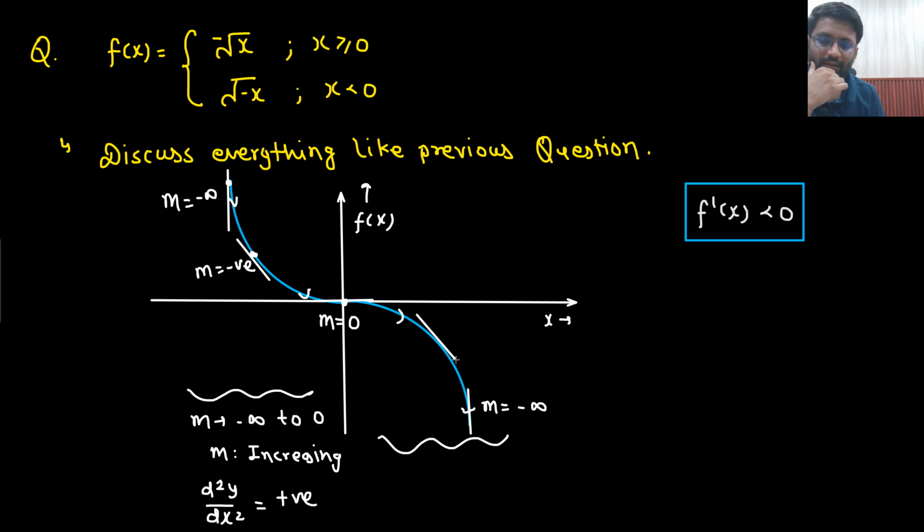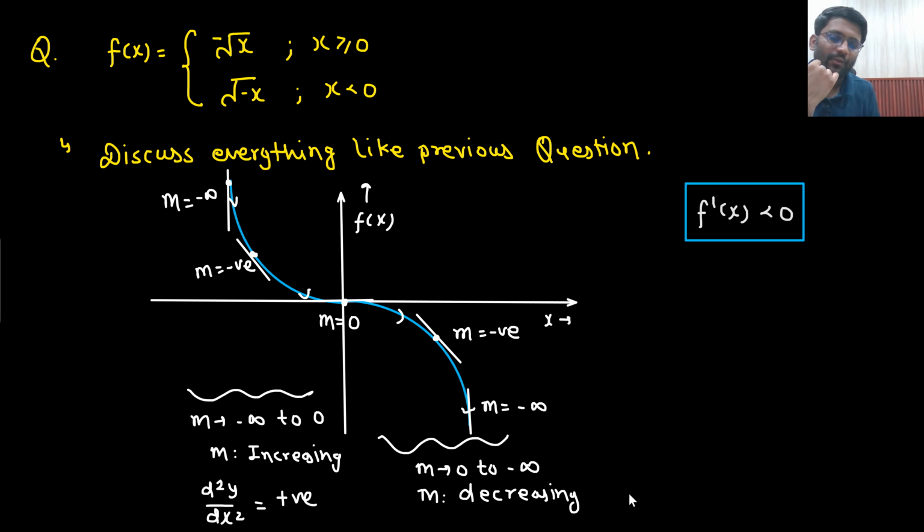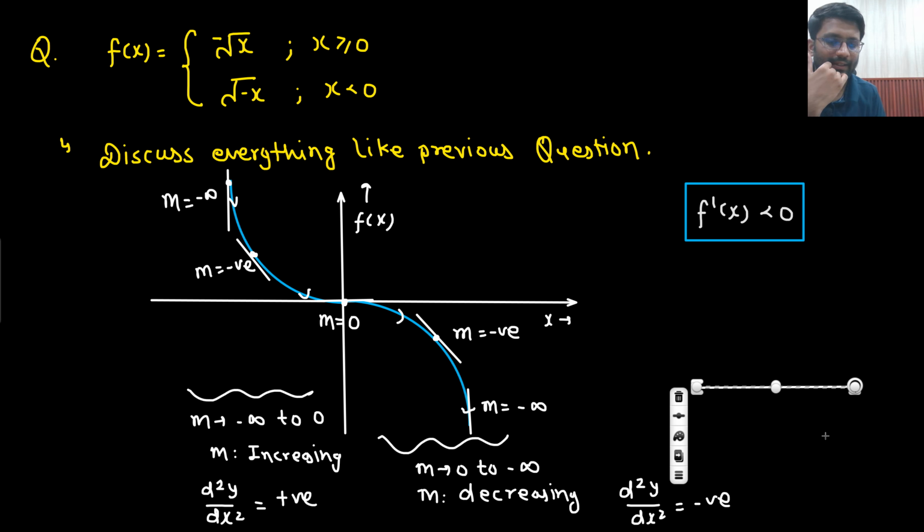Here the slope is negative. So slope is going from 0 to minus infinity. m is decreasing, then what will happen? d2y by dx2 will become negative. That means at x equals to 0, the scenario is changing. Here it is negative, here it is positive, right?